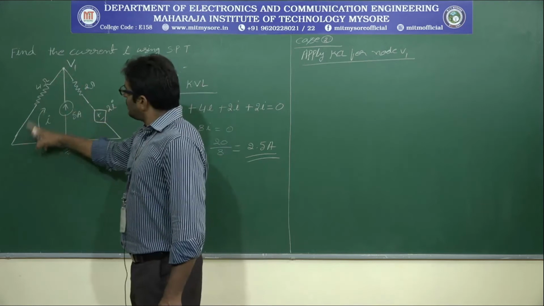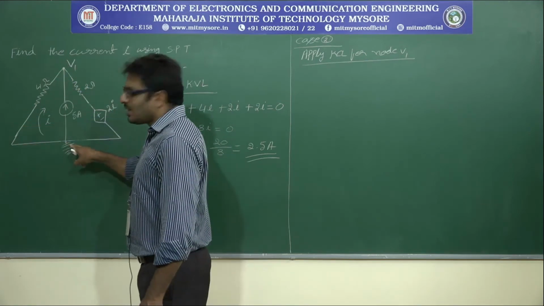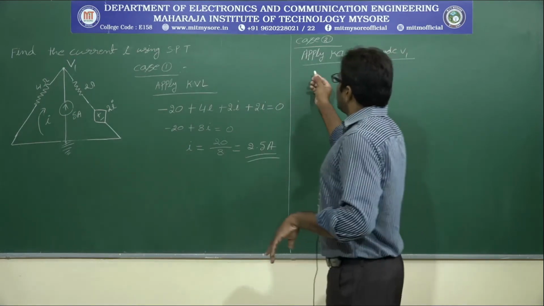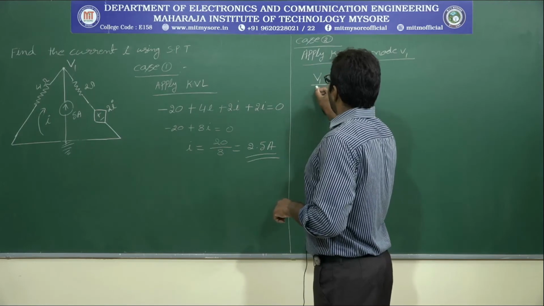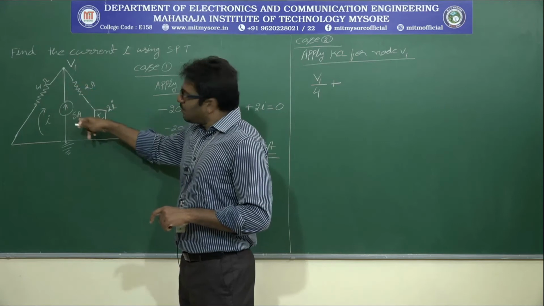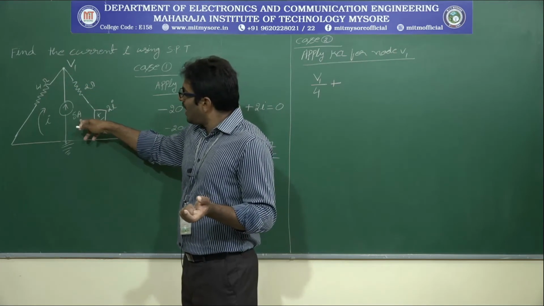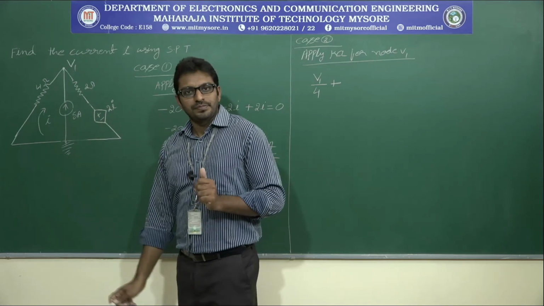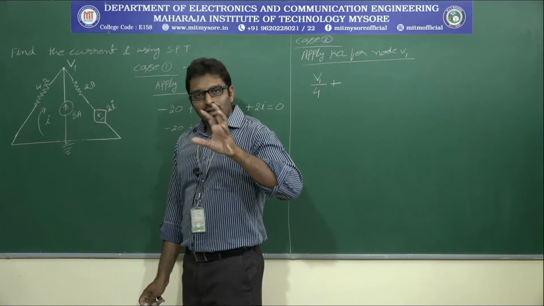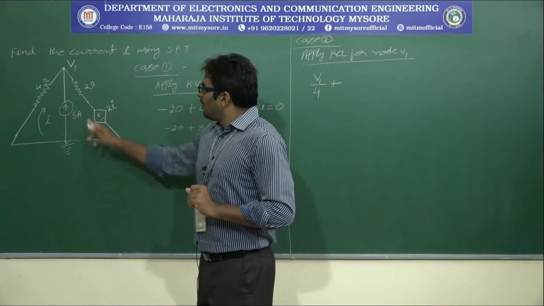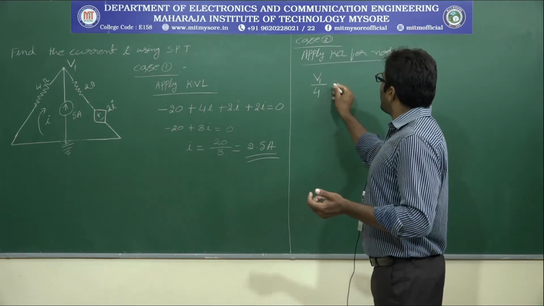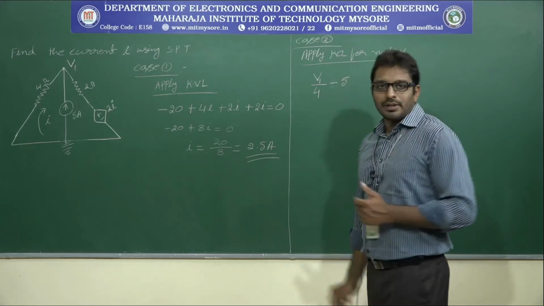What is the current in this branch? V1 minus 0 divided by 4. So V1 by 4 is nothing but the current in the 4 ohm resistor. So V1 by 4 plus, what is the current in this branch? That is already given, 5 ampere. But that 5 ampere current is entering the node. When applying KCL for any node, we consider all branch currents leaving the node. But the 5 ampere current source is entering the node, therefore minus 5 ampere.